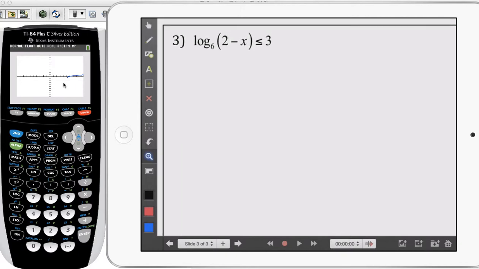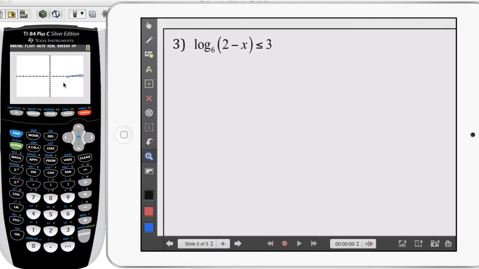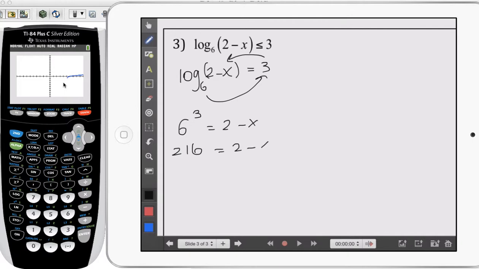In this, as you can see, this is a logarithmic inequality. So take it first as an equation. Do the loop thing to change it to an exponential form. Now 6 to the power 3 is 216. Now subtract 2 from both sides, so 214 equals negative x. Divide both sides by a negative.